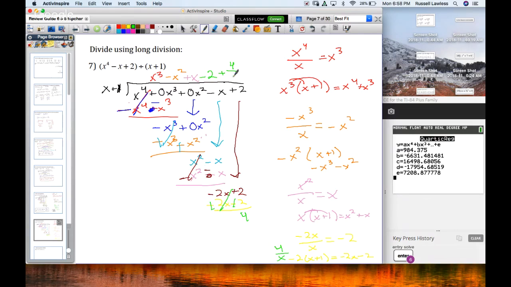over x plus 1. And so our final answer would be x cubed minus x squared plus x minus 2 plus 4 over x plus 1, and that's our final answer.